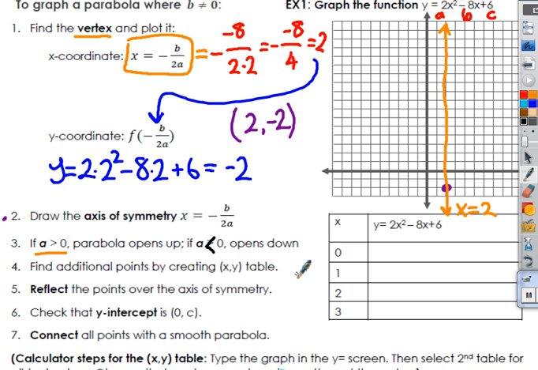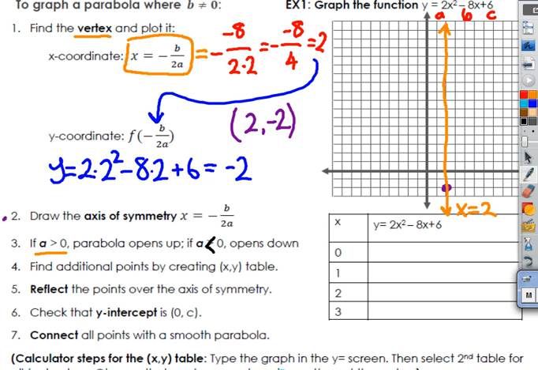Find additional points by creating an xy table. At this point, we are going to use 0, 1, 2, 3, easy numbers, to evaluate the corresponding y values for these x values. After that, we will just connect the points to graph our parabola.